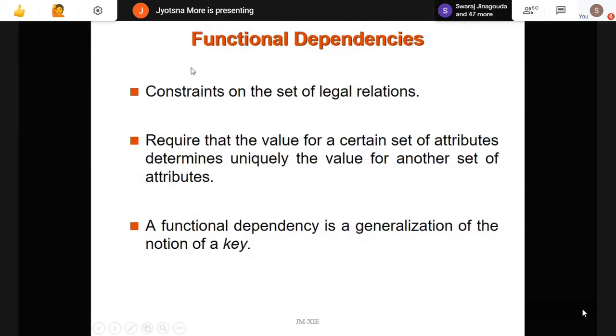Require that the value for a certain set of attributes determines uniquely the value for another set of attributes. So here, what is a functional dependency?